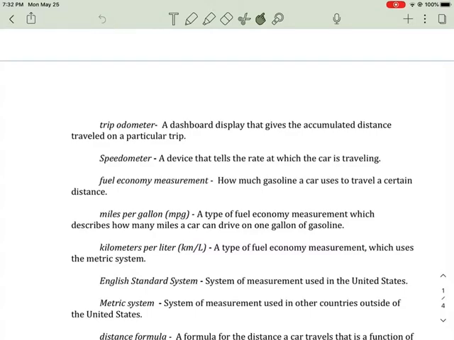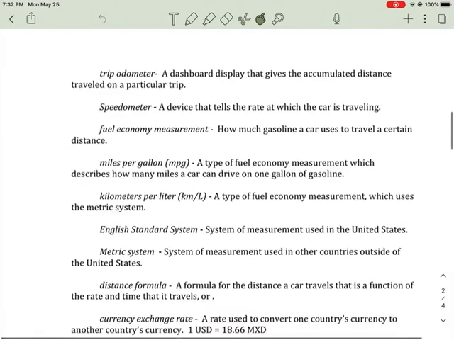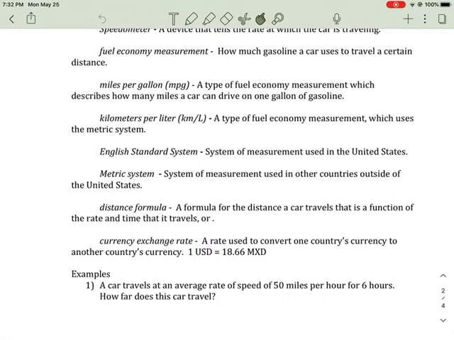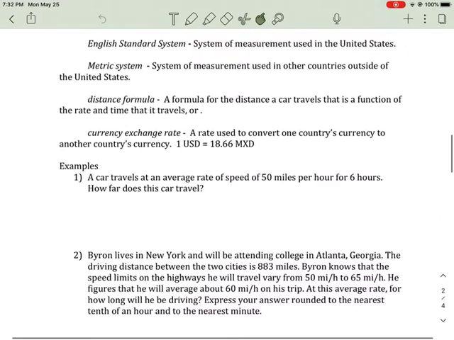And then let's talk about that. So remember, the English standard system is the type that we use. We're based on base 10 or base 12. And the metric system is based on base 10. That's what everybody else uses. So the distance formula, which we can use in either English or metric, says the distance a car travels is a function of the rate and time that it travels. Okay, and then the currency exchange rate, which is what we're also going to be looking at, converts one country's currency to another country's currency.